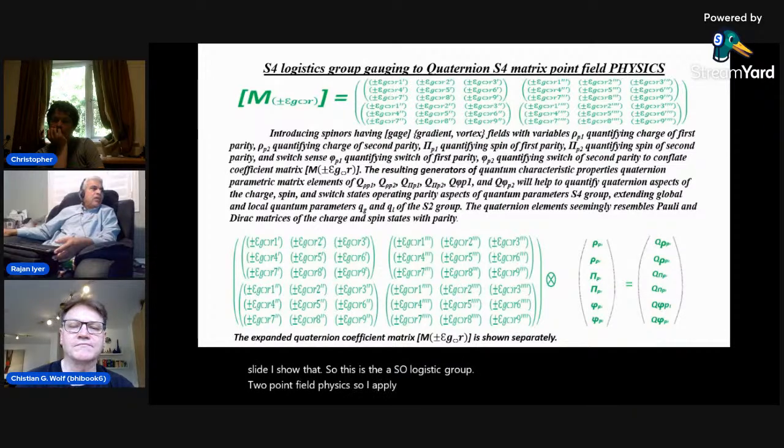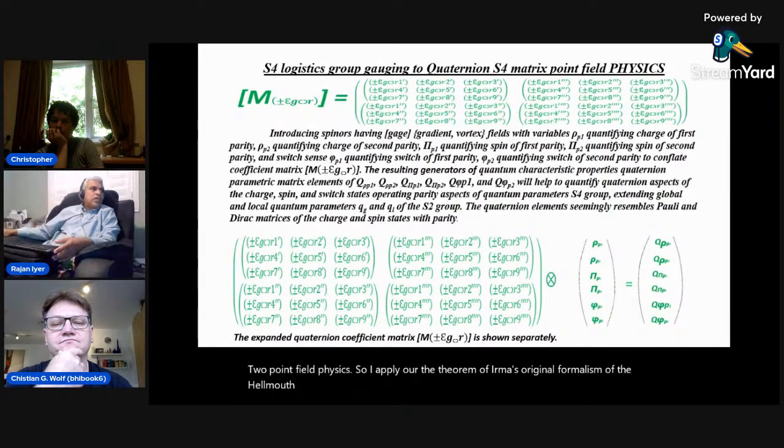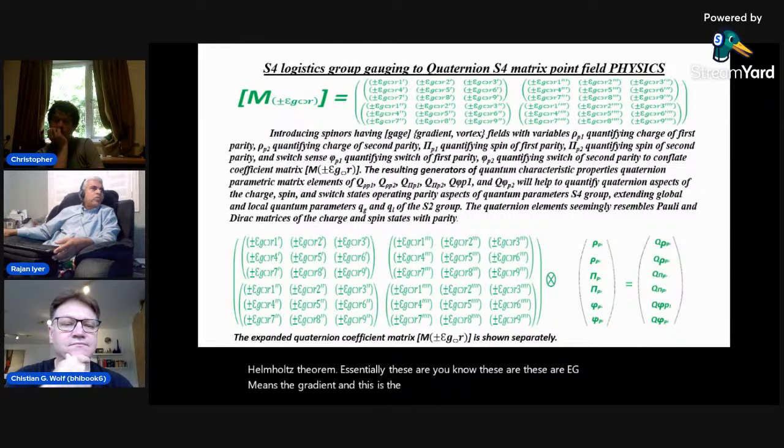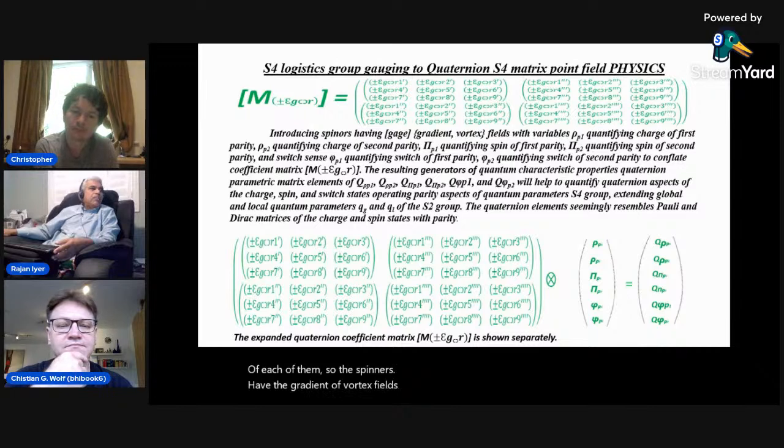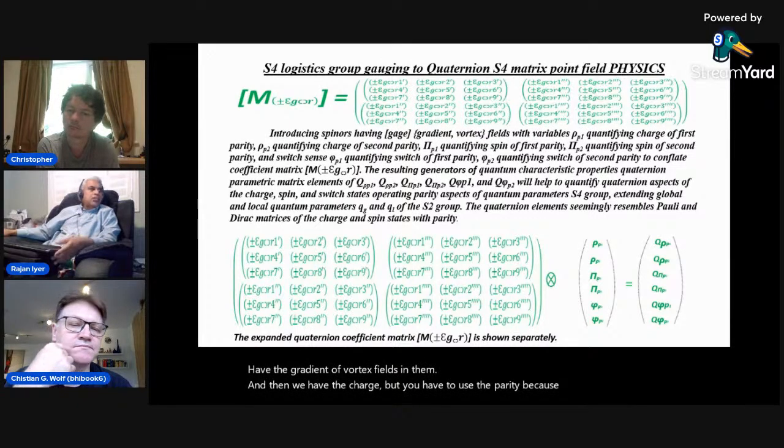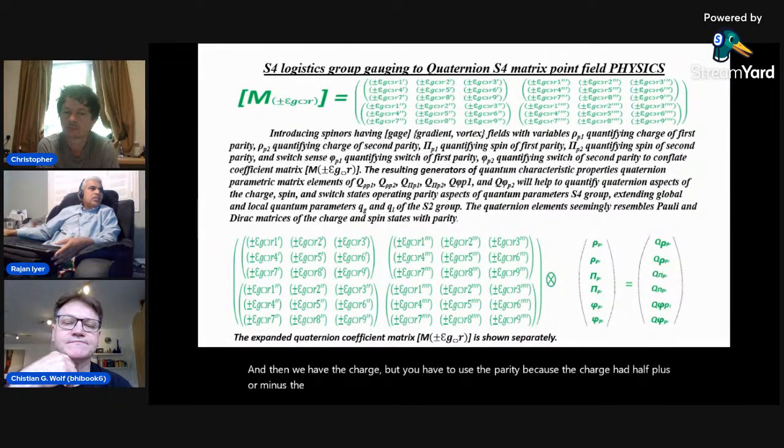So I apply the original formalism of the Helmholtz theorem. Essentially, these are EG meaning the gradient, and this is the clockwise rotation field, and also the space field of each of them. So the spinors have the gradient of vortex fields in them, and then we have the charge, but you have to use the parity because the charge can be plus or minus. The same way with spin, you have spin plus or minus.